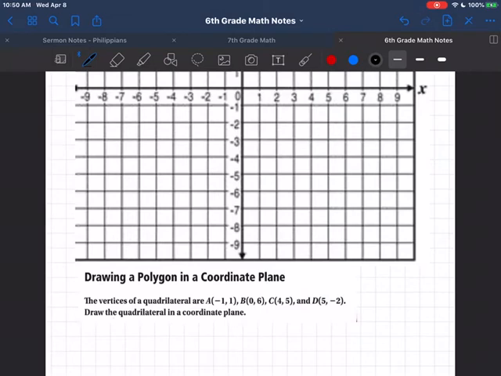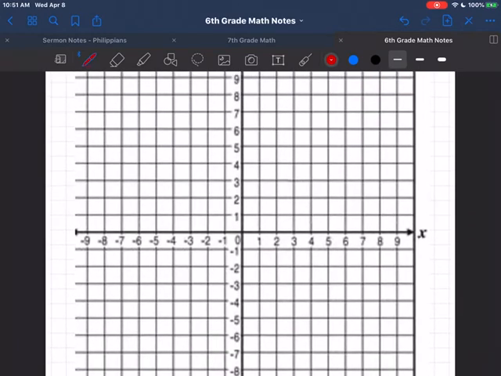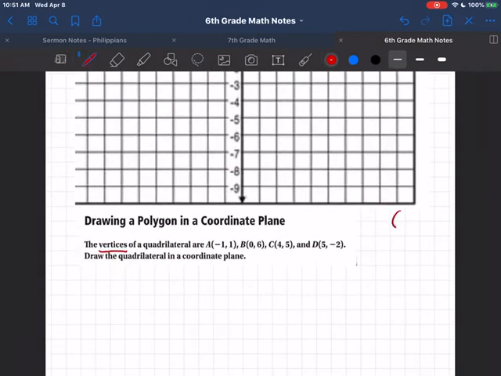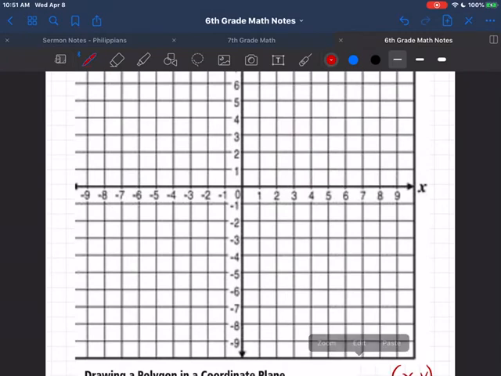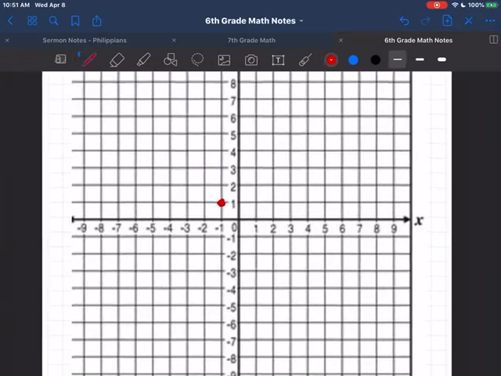All right, so let's draw a polygon in the coordinate plane. Remember, vertices are what? The corners. The vertices of the quadrilateral are (-1, 1). Remember we're plotting: the x goes first, then the y. So I'm going to use red here. (-1, 1). So I go to the x. X is -1, so it goes left 1 and then up 1. So (-1, 1) is right there.